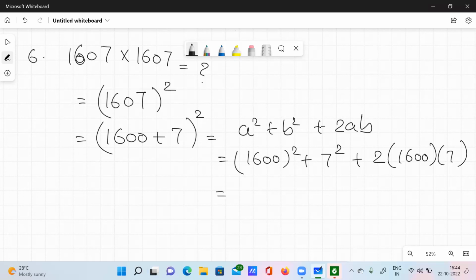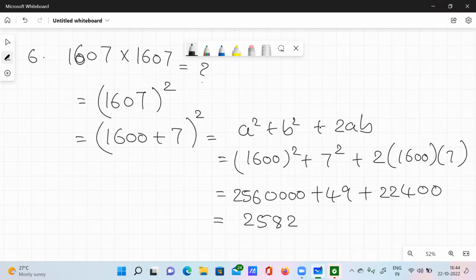So you can just square 16 into 16 here. What is the value of 16 into 16? That is 256, and keep the 4 zeros here: 1, 2, 3, 4. Now 7 square is 49 here. Okay. We know that 2 into 16 is 32. 32 into 7 is 224, so put the double zeros here. So if you add it up, 2582449 will be the value of this entire problem. Okay.